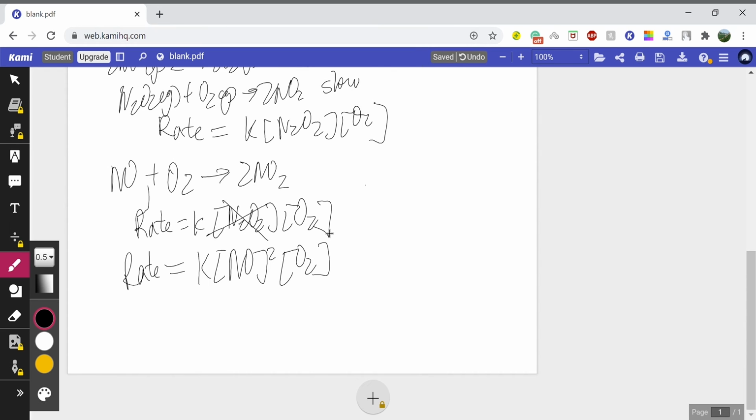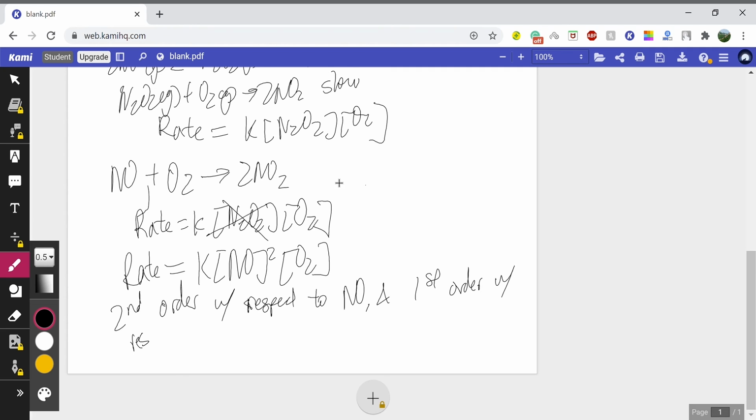And that's it. This reaction is second order with respect to NO, and first order with respect to O2. So it's an overall third order reaction. Remember, overall is just the two combined. So it's a third order reaction.